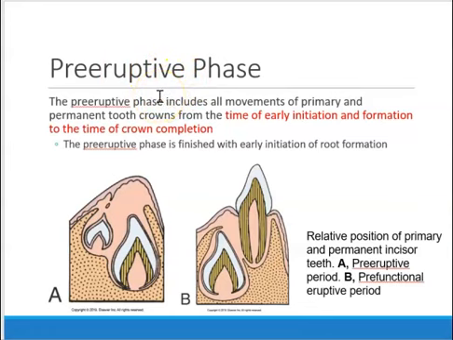So let's look at the pre-eruptive phase. What happens here? This is the time of early initiation, so it just starts to get formed. The crown gets formed, and it goes all the way till the crown is completely formed. That's the pre-eruptive phase. Functional is when it's fully up there, but pre-eruptive is when it hasn't broken out yet and the crown is being made. Up until the crown is completely made, that is the pre-eruptive stage. So this is your pre-eruptive period.